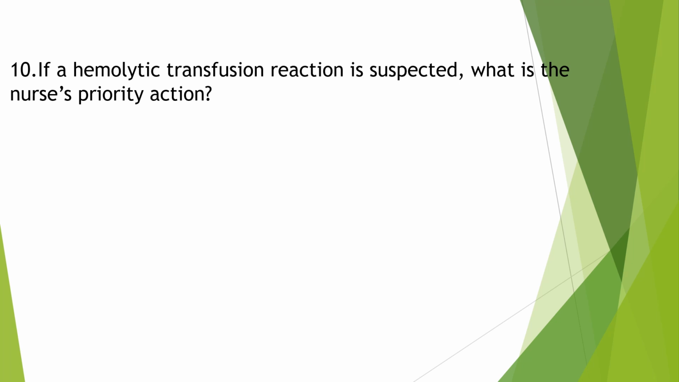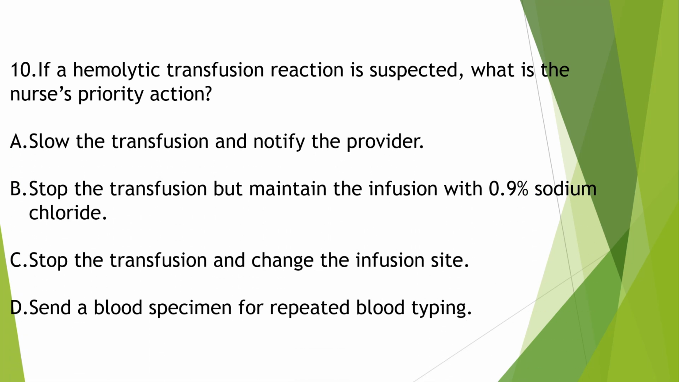If a hemolytic transfusion reaction is suspected, what is the nurse's priority action? Slow the transfusion and notify the provider. Stop the transfusion but maintain the infusion with 0.9% sodium chloride. Stop the transfusion and change the infusion site. Send a blood specimen for repeated blood typing.